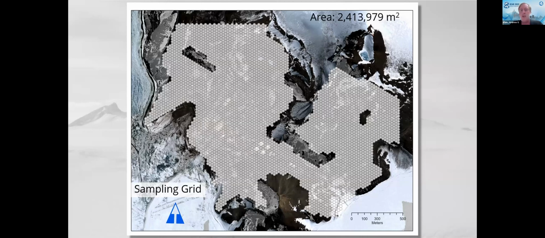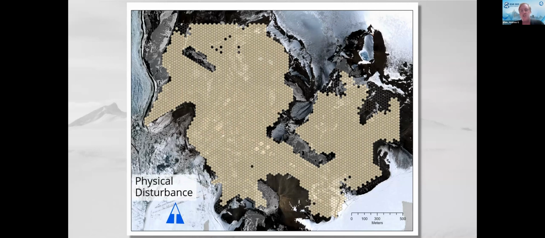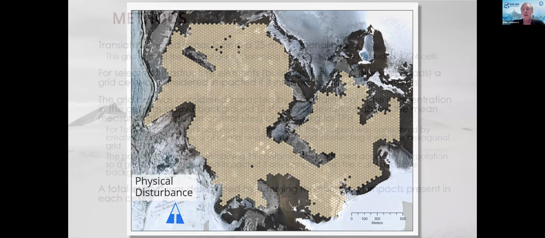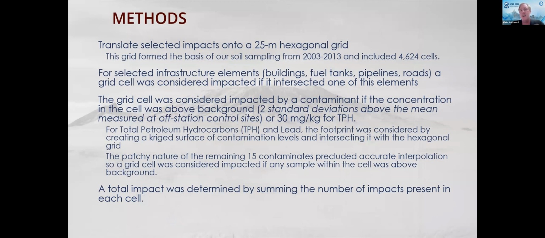I just want to note that one of the things we have to think about when we talk about any environmental monitoring or defining the footprint is there are places we don't measure. So we specifically didn't collect samples because it was either snow surface or it was too steep for us to get to, for example. So there's places we actually don't have information, and we need to keep that in mind. If we look at the physical disturbance I showed in a map a few slides ago, what you find is that about 93% of the area in this grid actually has some physical disturbance of the surface. So as a first cut, this area is highly disturbed. The methods I'm going to talk about is I'm going to try to translate a number of selected impacts onto this 25-meter hexagonal grid.